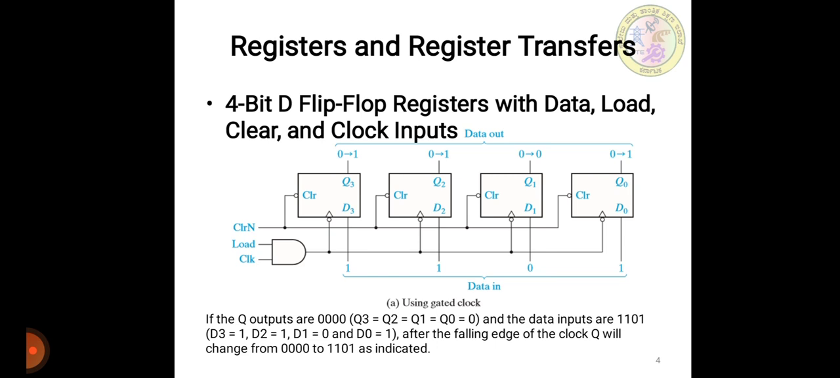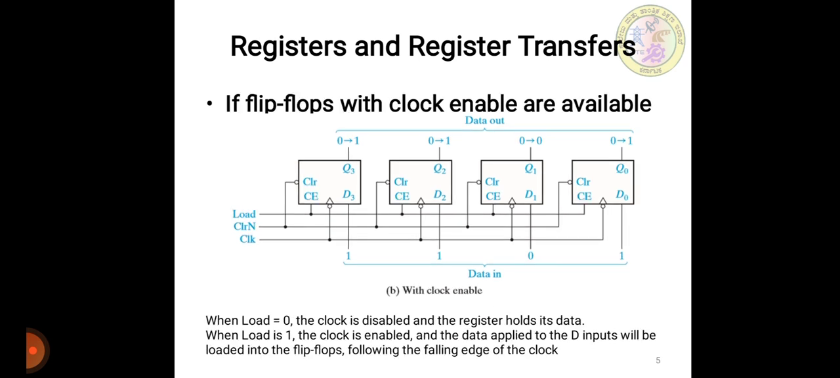If the Q outputs are 0, 0, 0, 0, that is Q3, Q2, Q1, Q0 are all equal to 0, and the data inputs are 1, 1, 0 and 1. For 4 flip-flops, I am giving 4 inputs. Then 1, 1, 0, 1 indicates that D3 is equal to 1 and D0 is equal to 1. Whenever this data is given to the flip-flops, after the falling edge of the clock, Q will change from 0, 0, 0, 0 to 1, 1, 0, 1 as indicated.